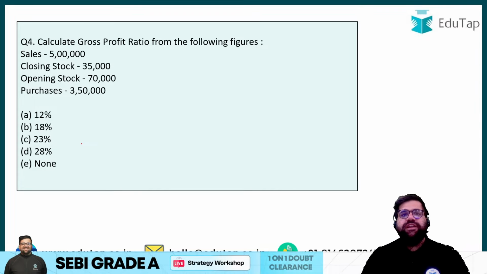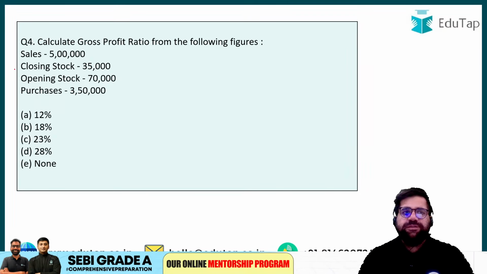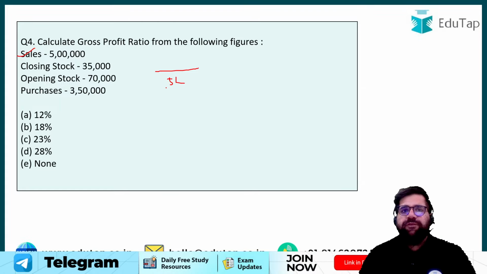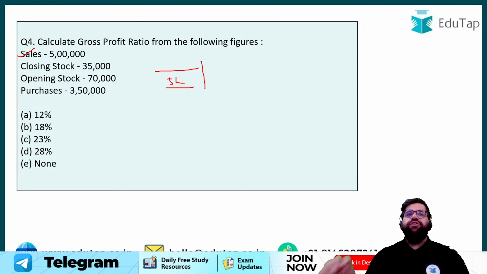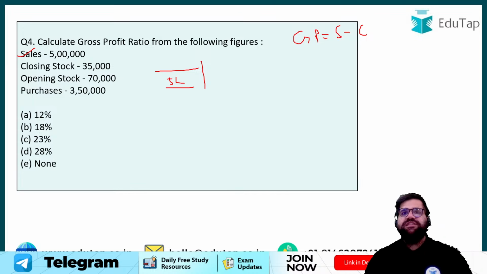Question number 4. Calculate gross profit ratio from the following figures. Now, gross profit ratio is gross profit divided by sales, right? So you have to first calculate gross profit because gross profit is not directly given to you. Sales is directly given to you, so your denominator will be 5 lakh. But for calculating the gross profit ratio, you first need to find gross profit. Now, gross profit is your sales minus COGS, or sales minus cost.